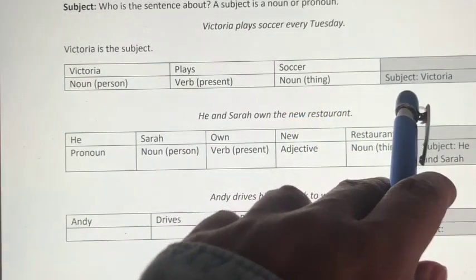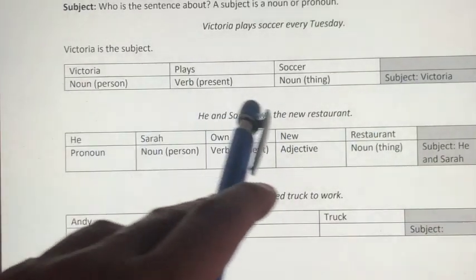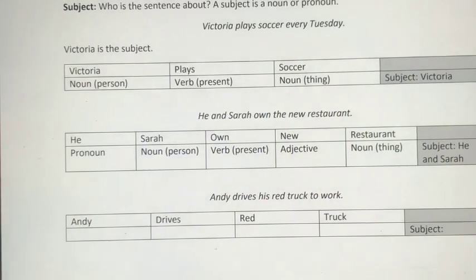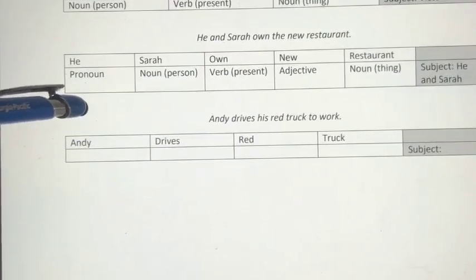And then the subject. The subject is who the sentence is about. This sentence is about Victoria. Okay? So let's do this one.